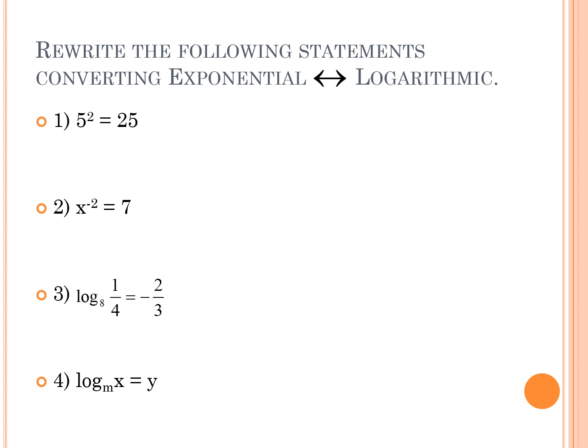Now, for these problems that we're going to work through together, it says rewrite the following statements, converting either from exponential to logarithmic, or, if you're given logarithmic, converting it back to exponential. So for the first one, we've got 5 squared equals 25. And we understand that to be true, 5 times 5 is 25. If I asked you to write that in logarithmic form, let's look at what that looks like.